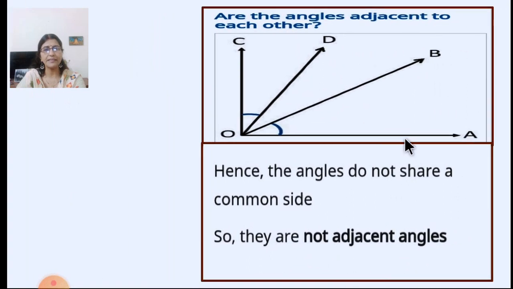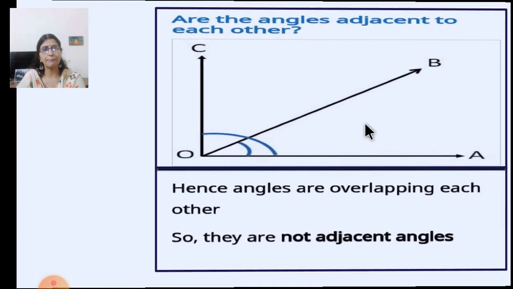Now this is an example. You have to find out, are the angles adjacent to each other? You can see angle COD and angle BOA, or angle AOB. Are they adjacent to each other? I can see they are not adjacent to each other. Why? Because the angles do not share a common side. Though they have a common vertex, they don't have a common side. This is the side which is not common to this angle, and this is the side which is not common to both the angles. So they are not adjacent angles.